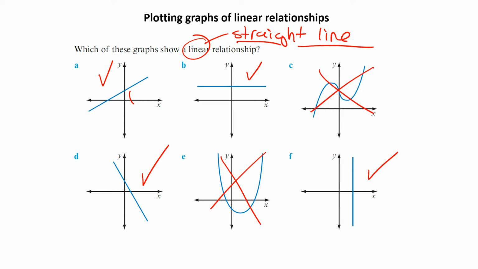These ones have what we call a slope. These two have a slope. This one is horizontal, and this one is vertical. But they are all straight lines.